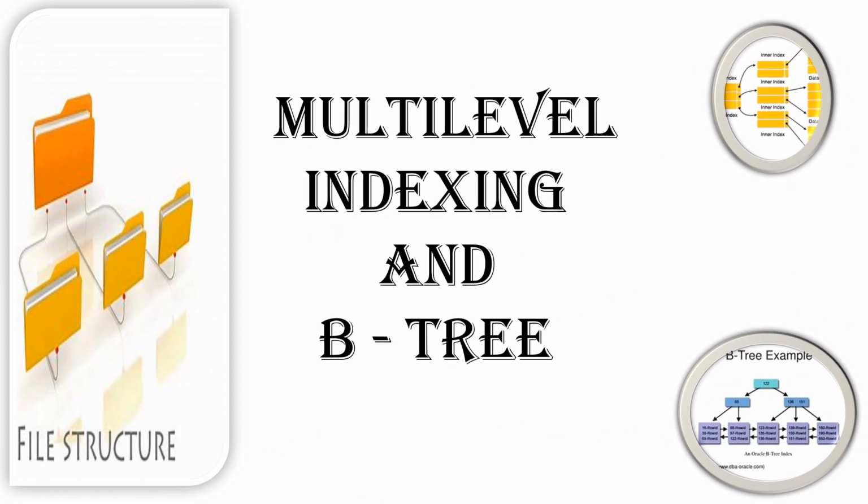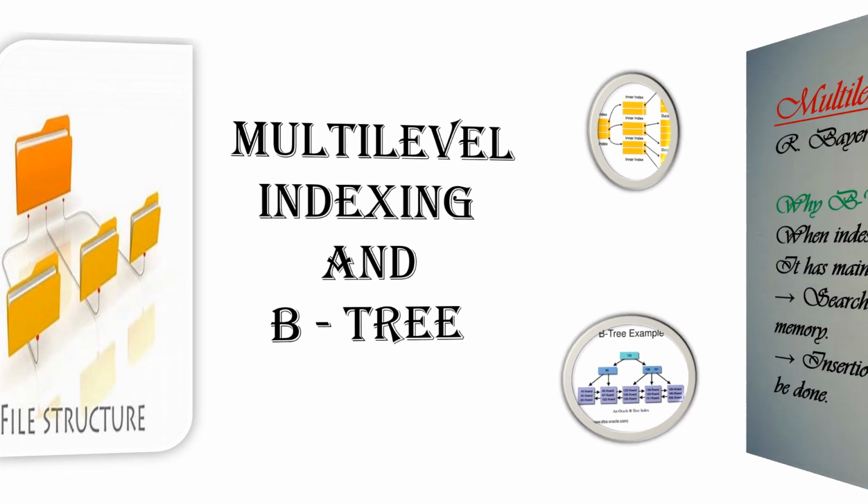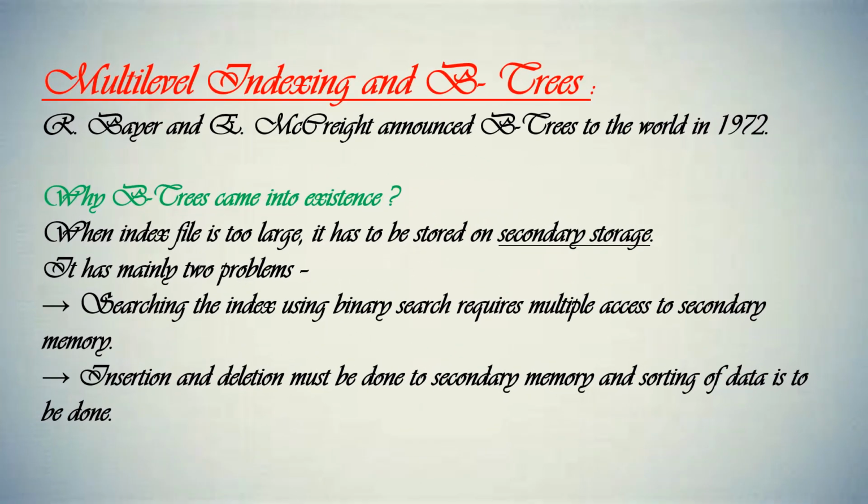Today I'm going to explain about multi-level indexing and B-tree. R. Bayer and E. McCreight announced B-trees to the world in 1972. Why did B-trees come into existence? The reason is that when an index file is too large, it has to be stored on secondary storage.